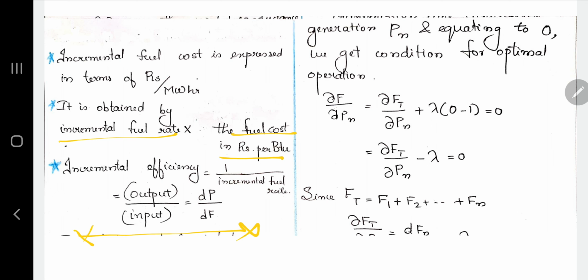We will be studying further about the first topic, that is distribution of load between units within a plant, in the next class.